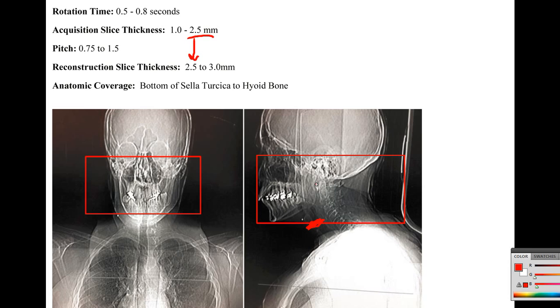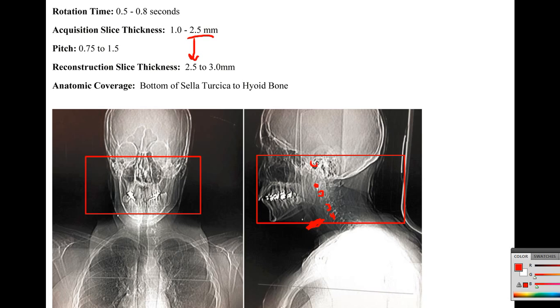And so if we look, here's 1, here's 2, 3, 4. So we're around 4, and there's where the hyoid bone is. It's a little difficult on an AP view to actually distinguish where the hyoid bone is, so it's always easier to really kind of plan it out on the sagittal view.